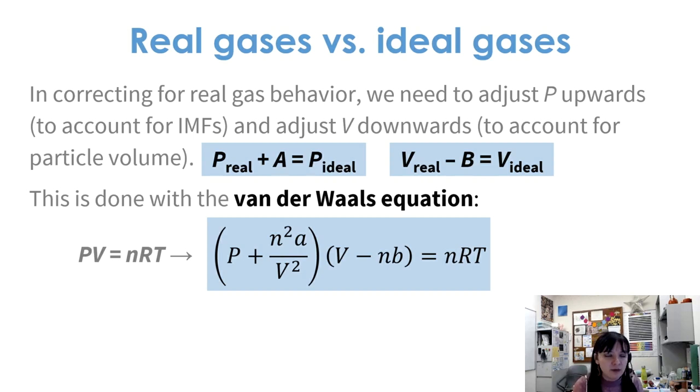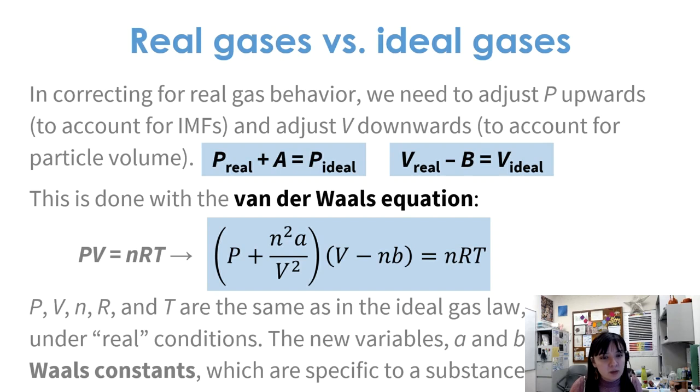It's instead written out right here as the van der Waals equation. But this equation basically works as our real gas behavior connection between pressure, volume, number of moles, and temperature. Within this equation, the different symbols are all the same things that we've seen before as far as PV equals nRT. The only new thing in here are our new variables A and B, which are these van der Waals constants, which are experimentally found and specific to a certain substance.